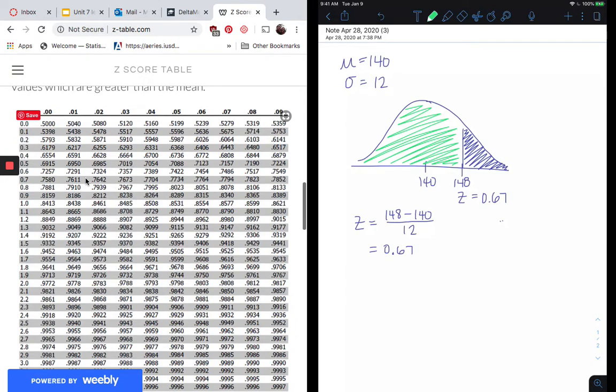0.7486. So if you go to the tenths place right here, the first column has 0 in the hundredths place and then 1 in the hundredths place. This would be 0.60, 0.61. This is the z-score for 0.62, 0.63, and so on. So I'm going over to 0.67. The z-score is 0.67, so the percent, or the area under the curve, in a decimal is 0.7486. I'm going to write that down.